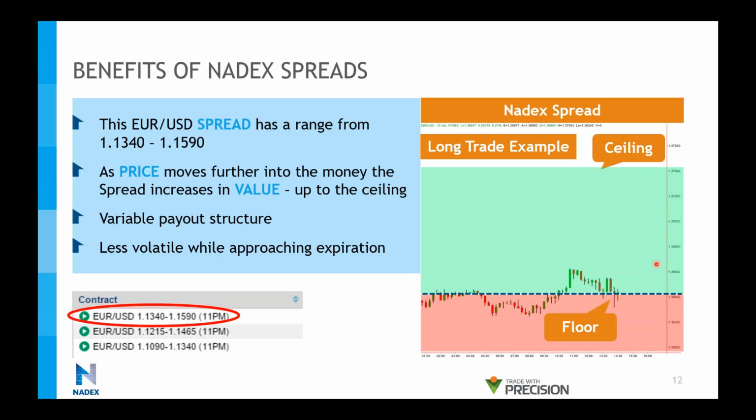As you actually have here a lower level and an upper level, those two things start to balance each other out when it comes to time decay, which means that when we are going towards expiry, time decay, theta, doesn't play that much of a role as it would do for binary contracts. So it's less volatile while approaching expiration. It tends to track price pretty closely within the floor and the ceiling levels.